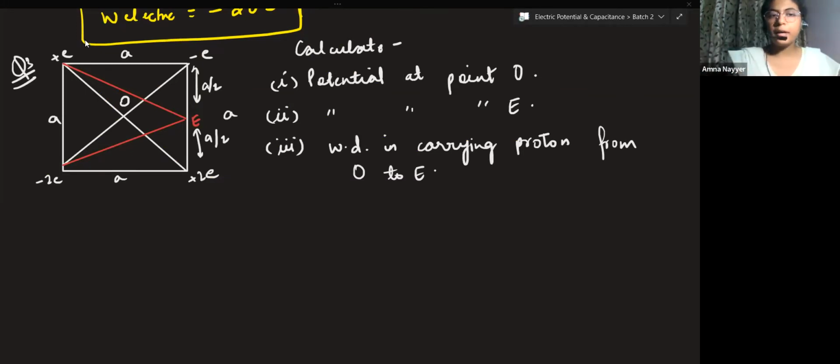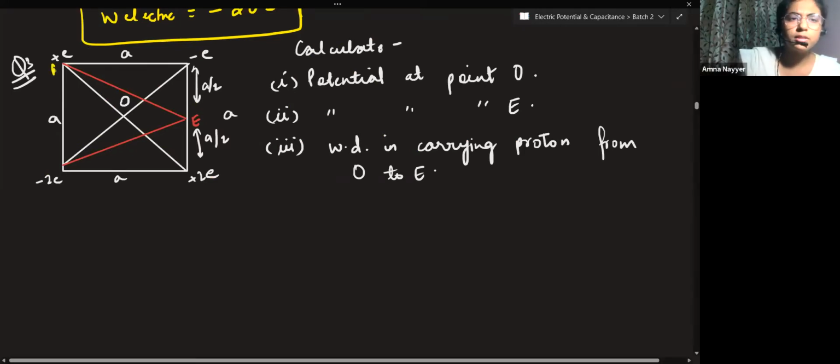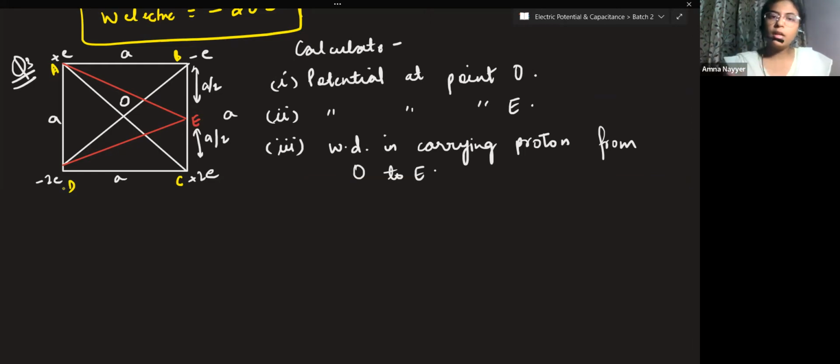See, this is a square given to you with sides a. Let's name these corners A, this point as B, this point as C, this point as D. Four corners of a square with the side a carry charges +e, -e, +2e, -2e. You have three questions with you.